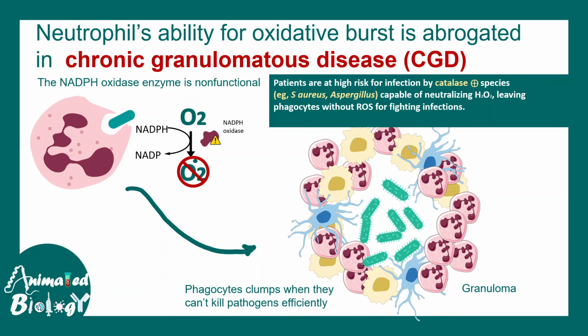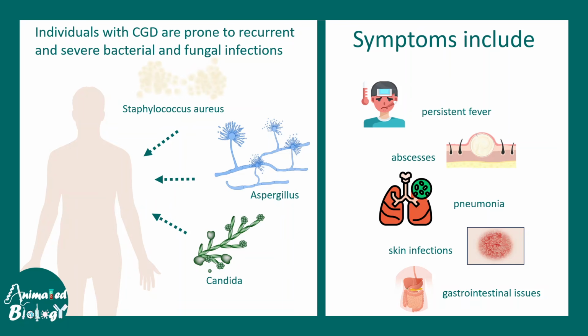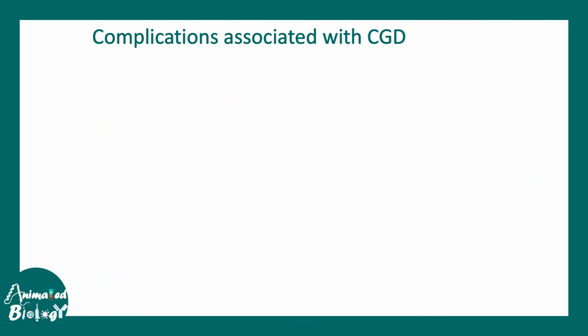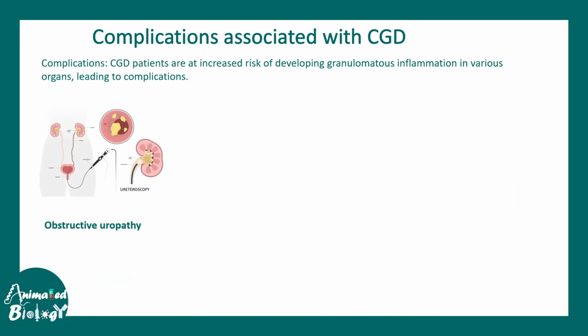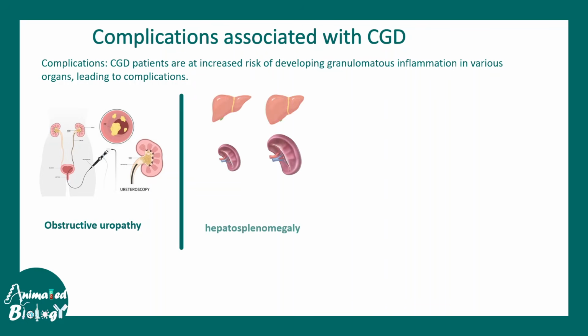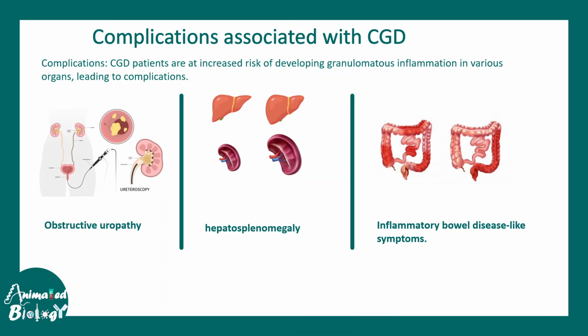Patients who have CGD are at very high risk of infection by Staphylococcus aureus or Aspergillus, etc. The symptoms include enhanced infection by Staphylococcus aureus and fungal infections like Candida, Aspergillus, etc. Symptoms might include persistent fever, pneumonia, skin infection, GI issues, etc. Now, there are many complications that could be associated with CGD. Some of these are obstructive uropathy, hepatosplenomegaly, and also inflammatory bowel disease, but these are secondary.